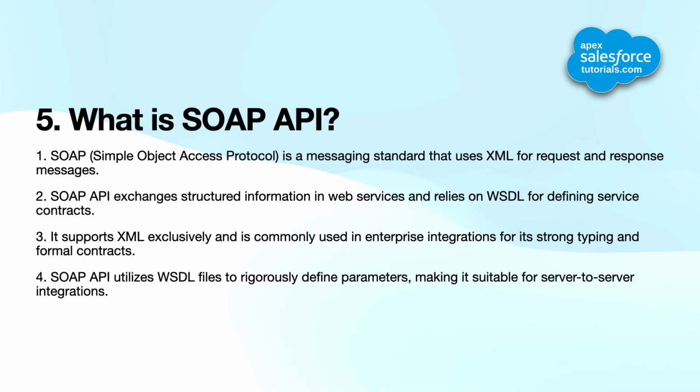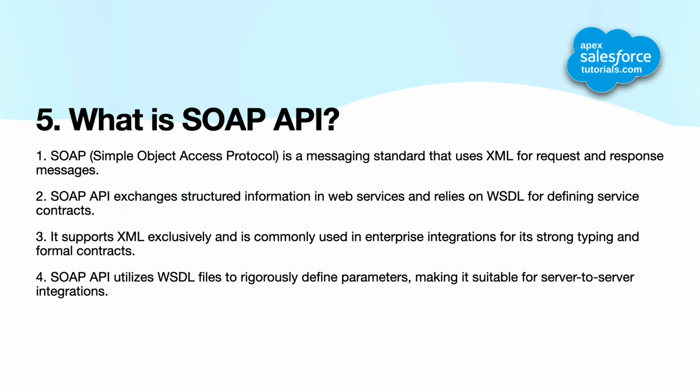What is SOAP API? SOAP is the Simple Object Access Protocol, a messaging standard defined by the World Wide Web Consortium and its member editors. SOAP uses an XML data format to declare its request and response messages, relying on XML schema and other technologies to enforce the structure of its payloads.